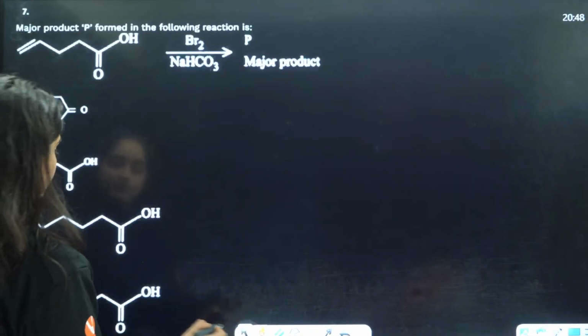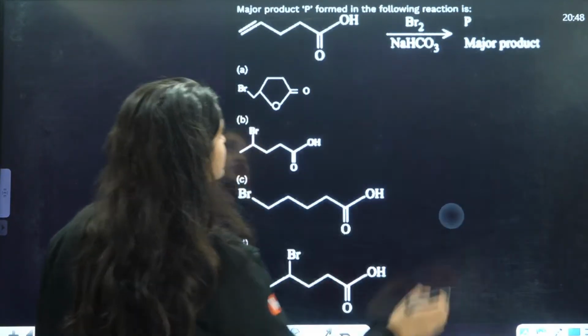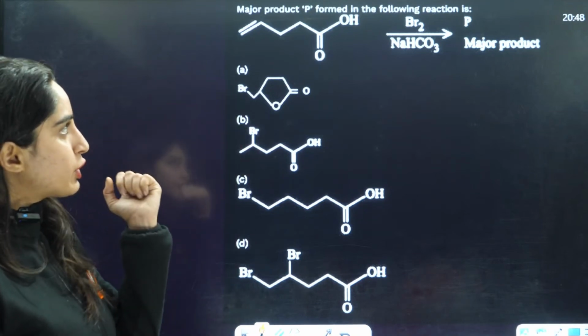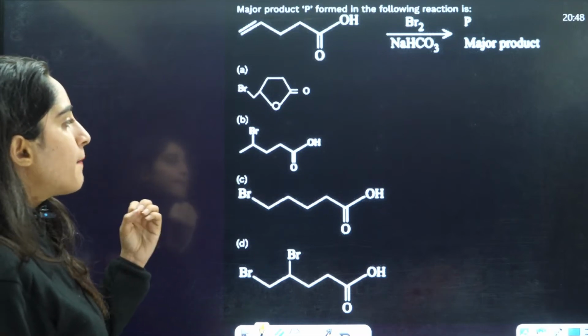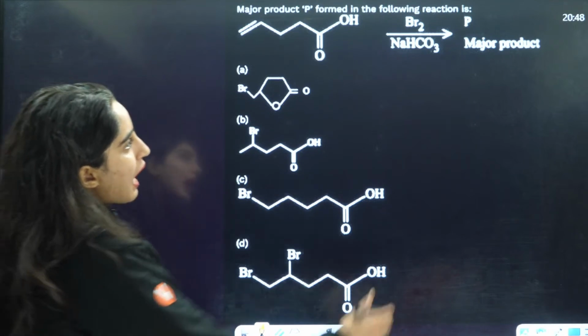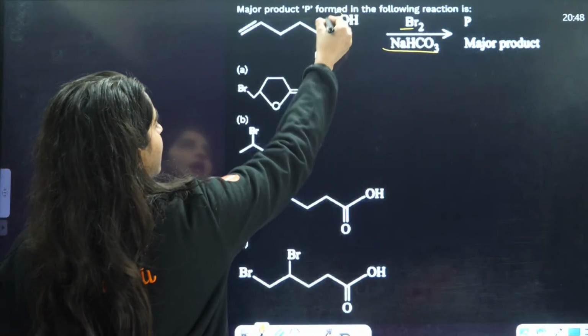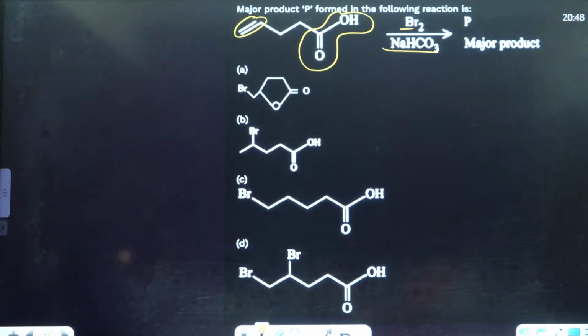Next question is, next is major product. They are saying the major product P formed in the following reaction is. So this reaction is given to you. They are asking you what is the major product that is formed here. Major product, students. So it is Br2, NaHCO3. This is a carboxylic acid, and this is the double bond that is given to you. Yes, students. Everybody in the comment section, what will be the answer here?